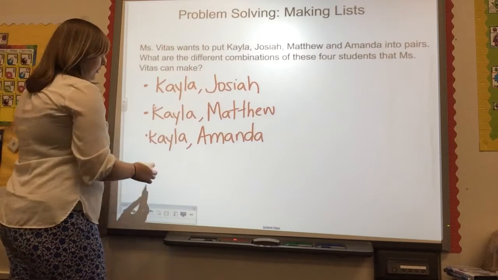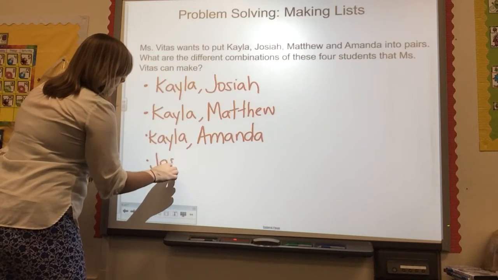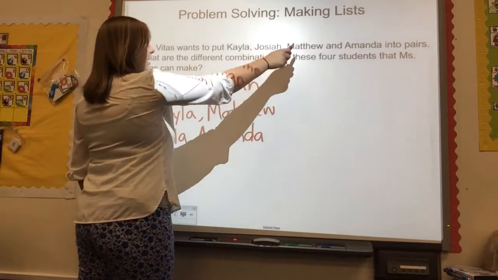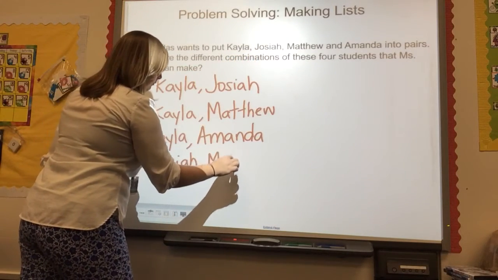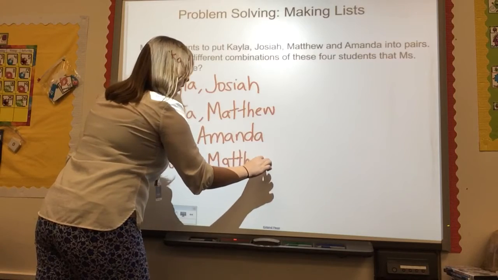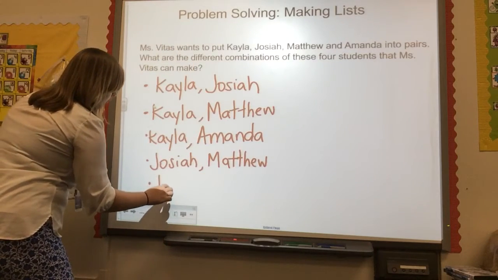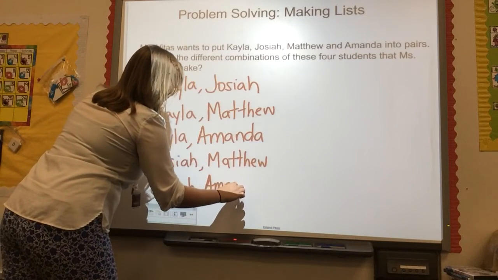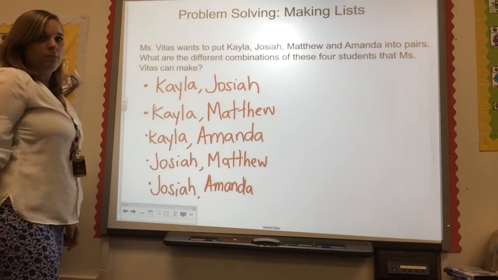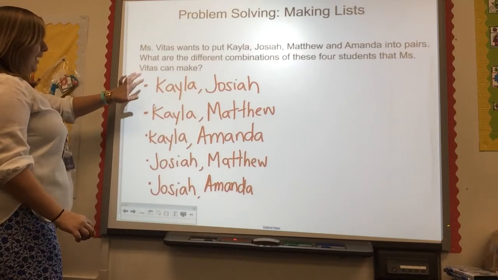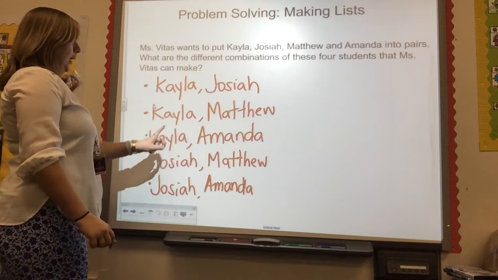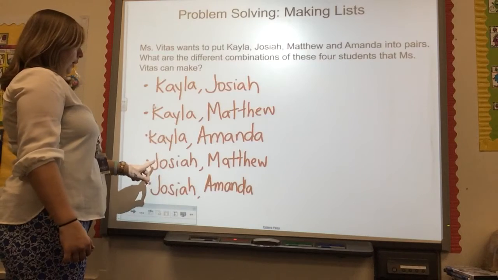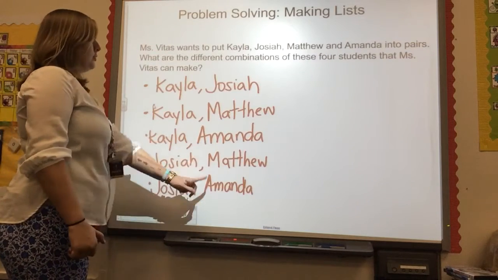Now, let's go to Josiah. We've already got Josiah with Kayla, so we can't write that again. But Josiah can go with Matthew as well. And Josiah can also go with Amanda. Okay? Keeping up so far? We've got Kayla with Josiah, Kayla with Matthew, Kayla with Amanda. Then we started with Josiah. Josiah's already been paired with Kayla, so we can pair Josiah with Matthew and Josiah with Amanda.